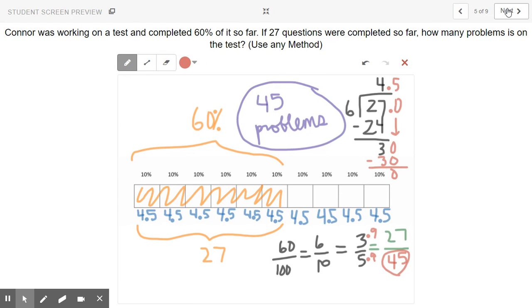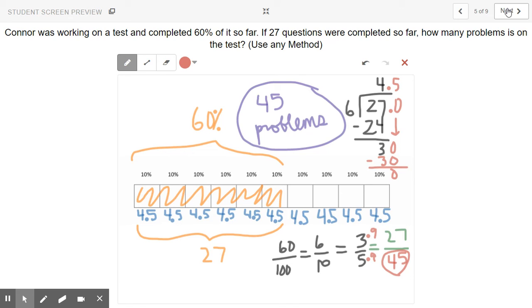Connor was working on a test and completed 60% of the test so far. If 27 questions were completed so far, how many problems are on the test? Use any method. I showed 2 different methods. If you wanted to use the percent model, I would have shaded 60%, which represents 27 questions. Then I took 27 divided by 6 boxes, which equals 4.5. That means each box equals 4.5, and in all, there were 45 questions.